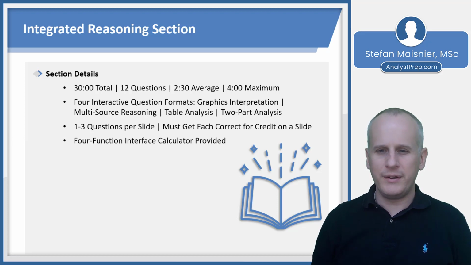And one of the more interesting nuances of the integrated reasoning section is there is a 4-function interface calculator that is provided within the interface. So at the top right of the screen, you'll be able to click on that calculator and actually use it to perform basic 4-function calculations. So addition, subtraction, multiplication, division. It will have some additional buttons, but you'll basically want to stick to just those 4 functions.